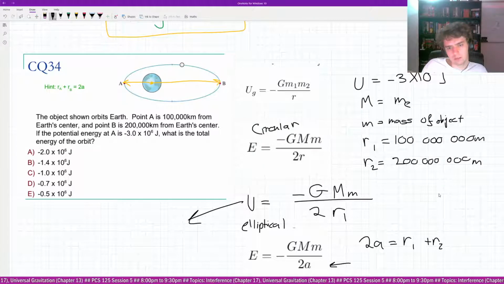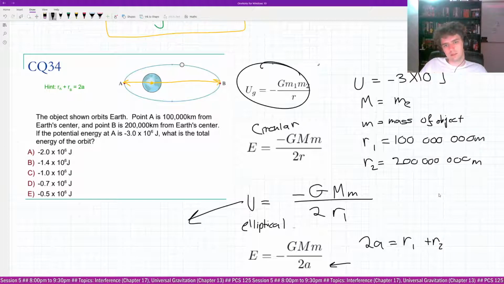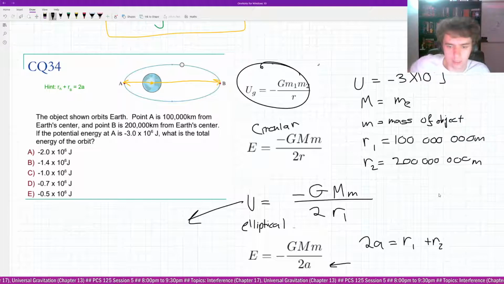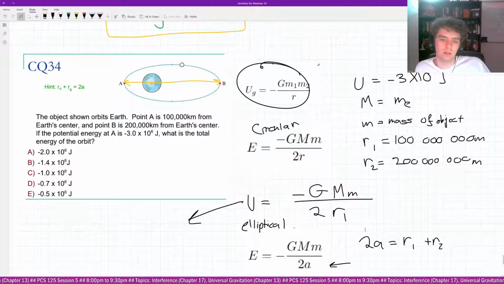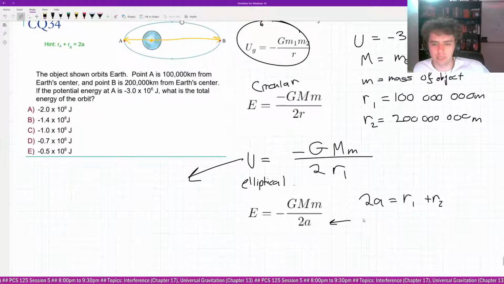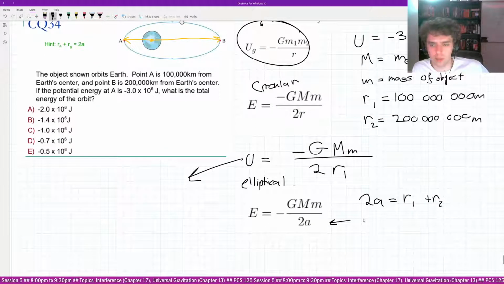Sorry, I don't mean to interrupt, but wouldn't you just use the regular potential energy formula for point A to find the little m, and then from that you can plug it into the elliptical one? E is equal to negative GMm over 2a. Yeah, that's what I'm going to do. I just realized I wrote this formula wrong. I don't know why there's a 2 over here.